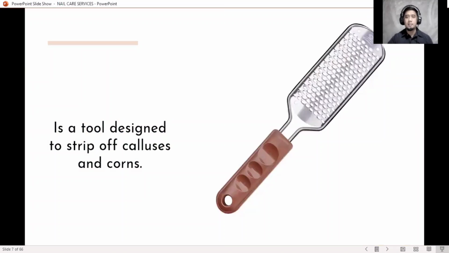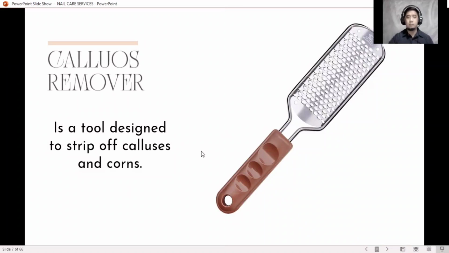The first one is this one. It is a tool designed to strip off calluses and corns. So what do you think is this tool? This is what we call a callus remover. This one is designed to strip off calluses and corns. So when we say calluses, ito yung mga kalyo that we have in our feet.